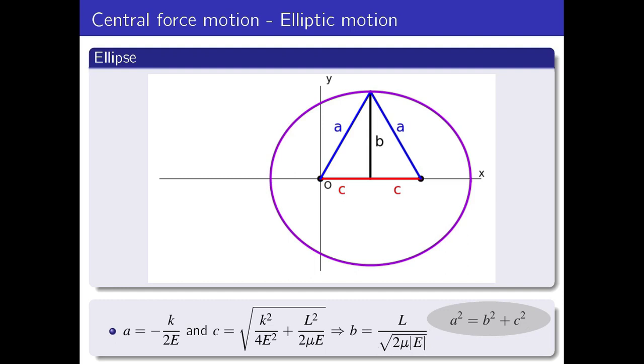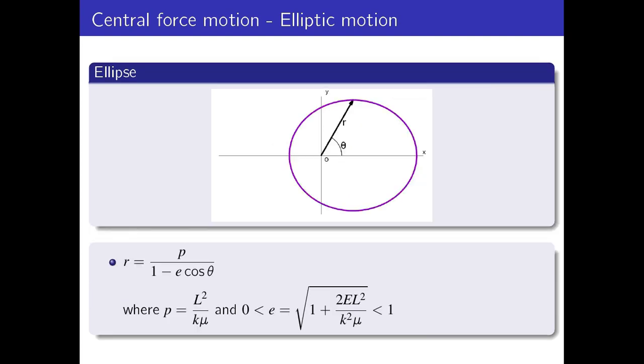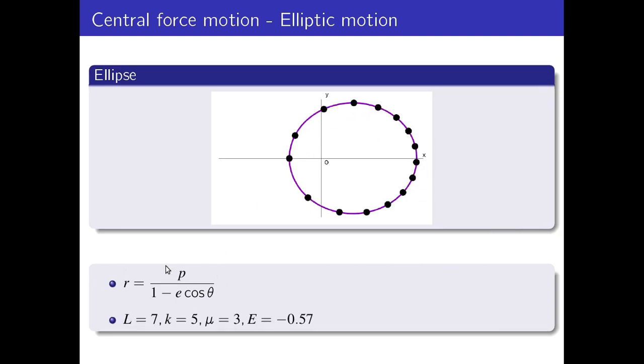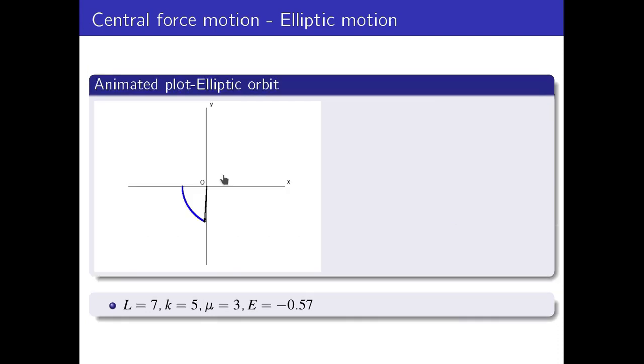Now let us return to the central force problem and consider the situation in polar coordinates. We have already obtained the solution, and we know P and E in terms of the parameters and conserved quantities of the central force motion, and the eccentricity is always between 0 and 1. The violet curve is drawn by using this relation for these parameters, and the black dots show the results of the numerical solution of these coupled equations. This is the animated plot of the numerical solutions, and as it can be seen, it starts from the minimum R value and it completes the ellipse.